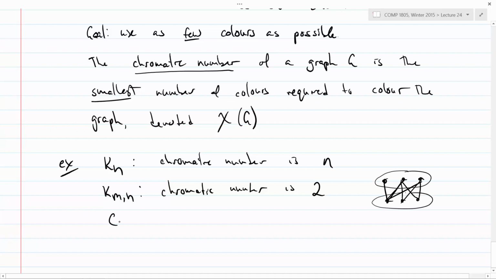What about the chromatic number of the cycle on n vertices, C_n? This one's a little bit trickier. Yeah? Sometimes. It's 2 about half the time. Yeah, it depends on whether it's even or odd. So when n is even, it's 2, and when it's odd, it's 3.